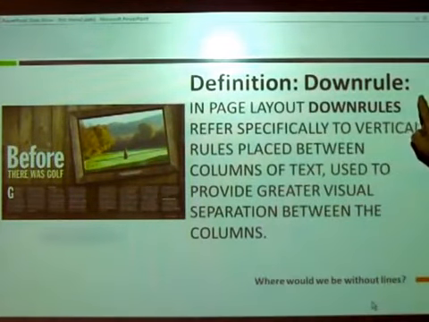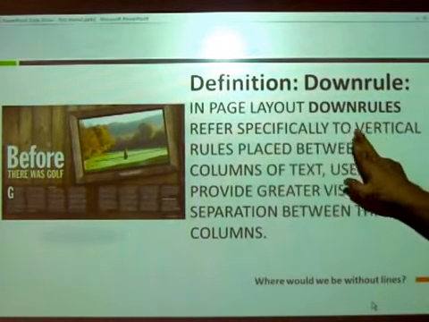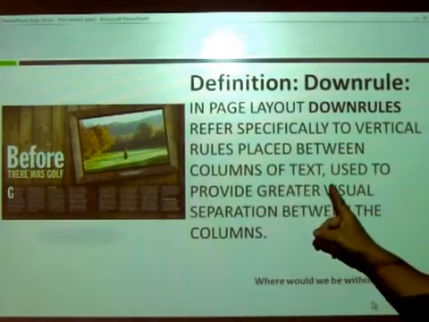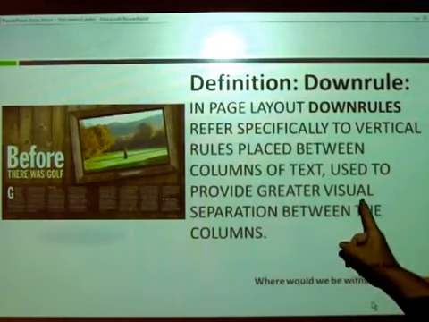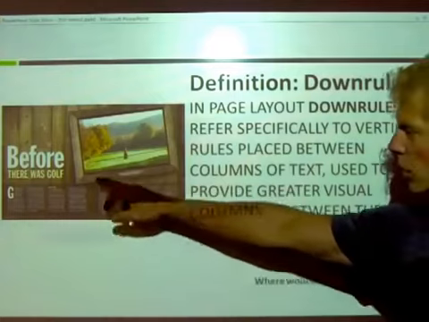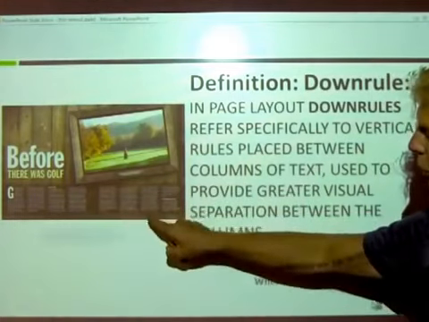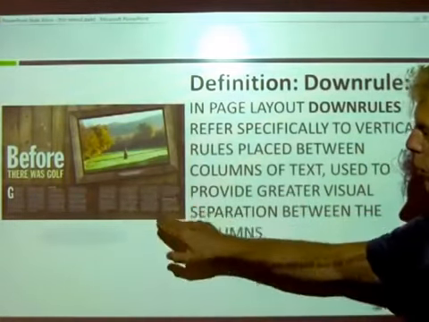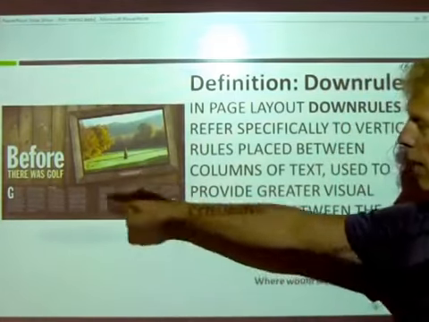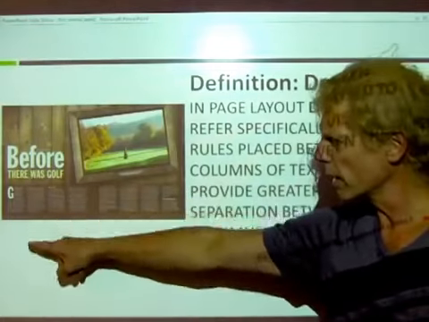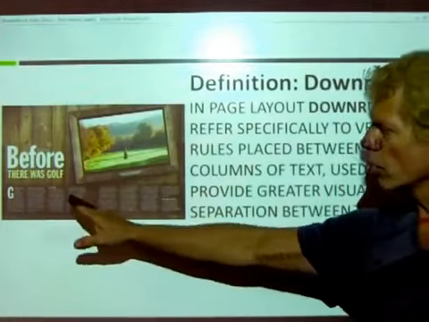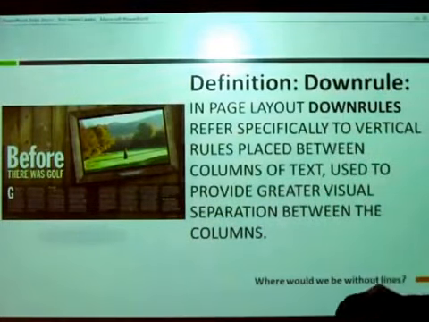Definition time. Down rule. In page layout, down rules refer specifically to vertical rules placed between columns of text used to provide greater visual separation between the columns. If you look closely, you will see that there are lines in between these columns of text. Without those lines, the reader would be confused and would attempt to read left to right. The lines tell them to read top to bottom, jump over to the next column, top to bottom, all by the use of a simple line, also known as a down rule.